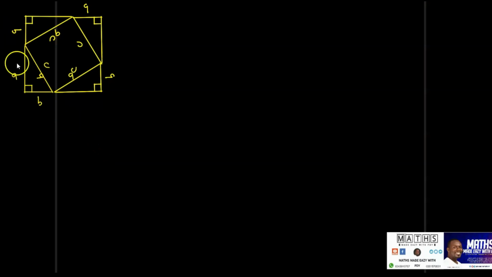What's the name given to this side of the square? This side of the square, what would be the length? That is the length, but what would be the full dimension of the square? Previously, it was A and B separately, but right now, what's the full length of the square?